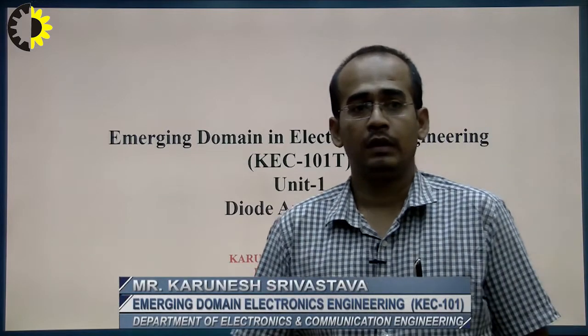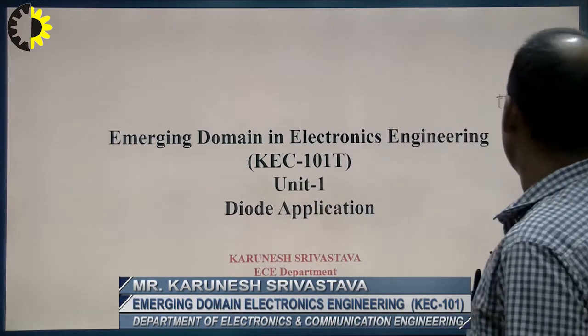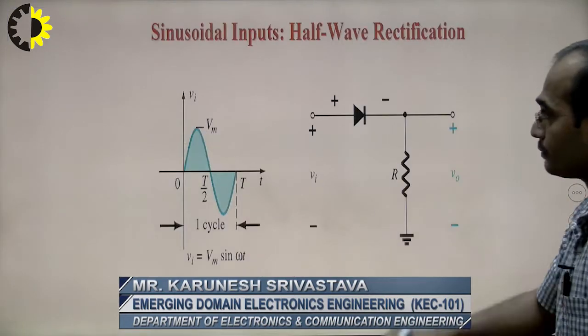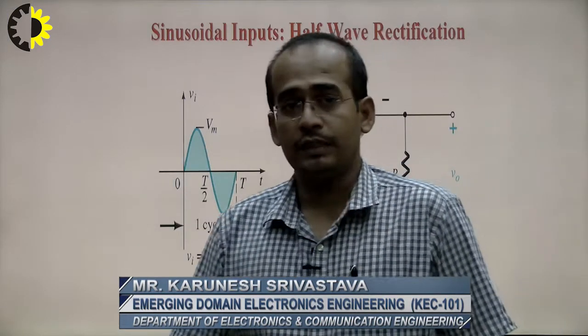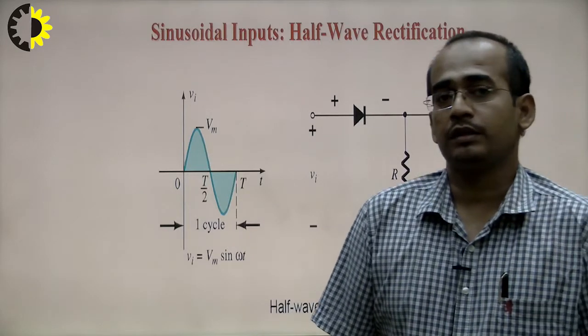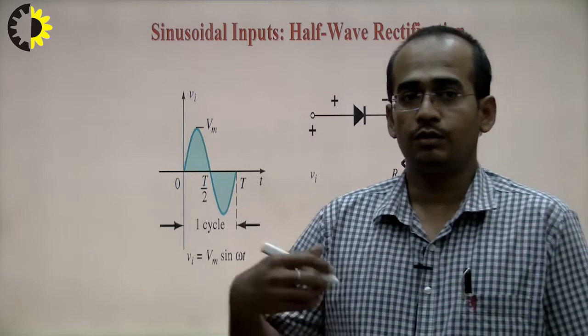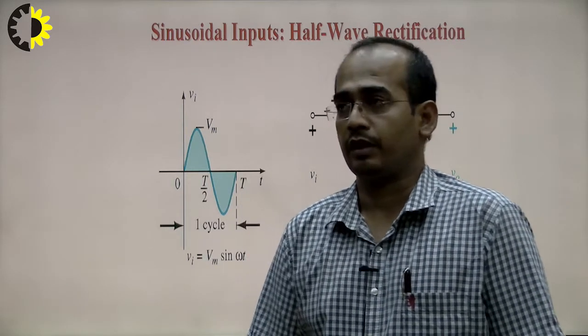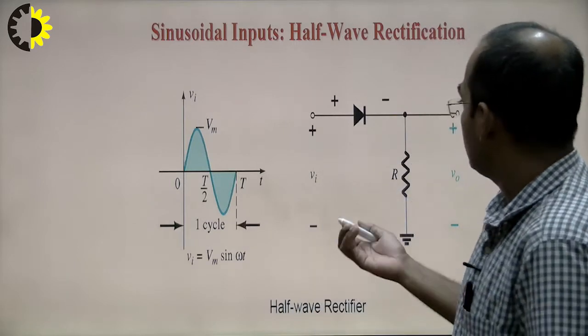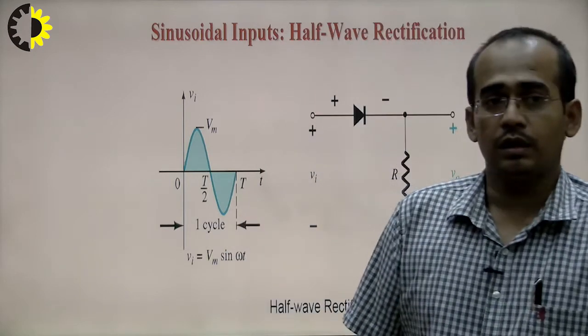Hello everyone. In this lecture I am going to discuss diode applications, in which I will discuss the half wave rectifier. So first of all, what is a rectifier? A rectifier is a device which is used for rectification purposes. Now what is rectification? The process of AC to DC conversion is known as rectification. So how will I convert this AC signal into a DC signal?